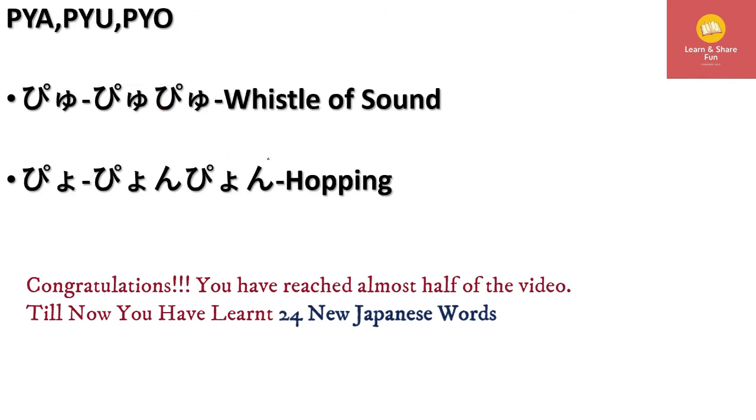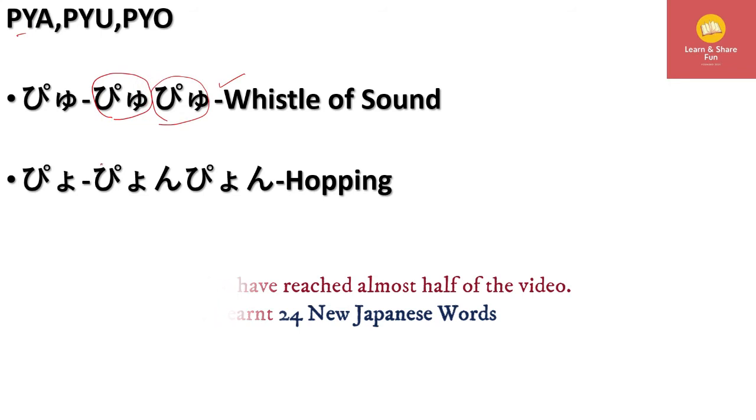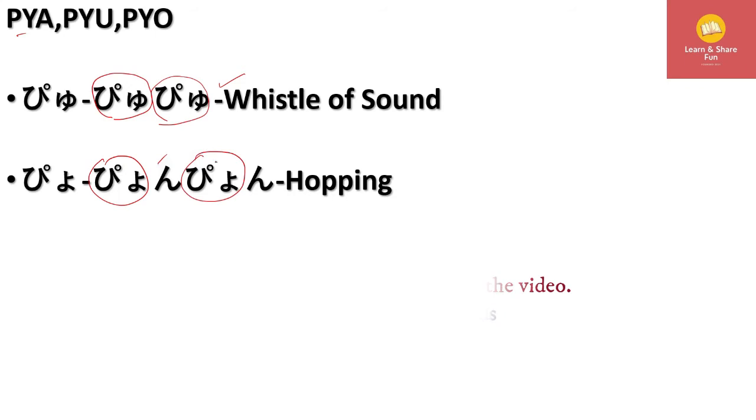Next. Pya, pyu, pyo. We are going to learn more words of pya in my katakana series. Pyu. A word with pyu is pyu, pyu. Pyu pyu means whistle sound. Next. Pyo. A word with pyo is pyo, n, pyo, n. Pyonpyon. Pyonpyon means hopping. Next.